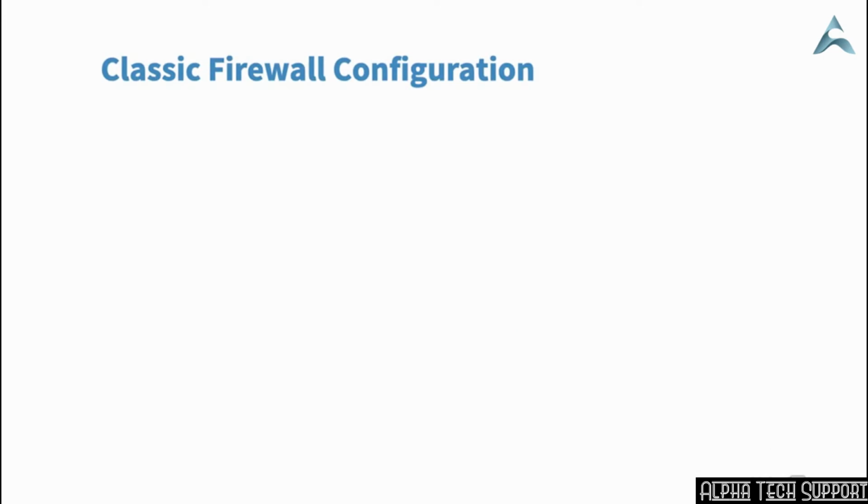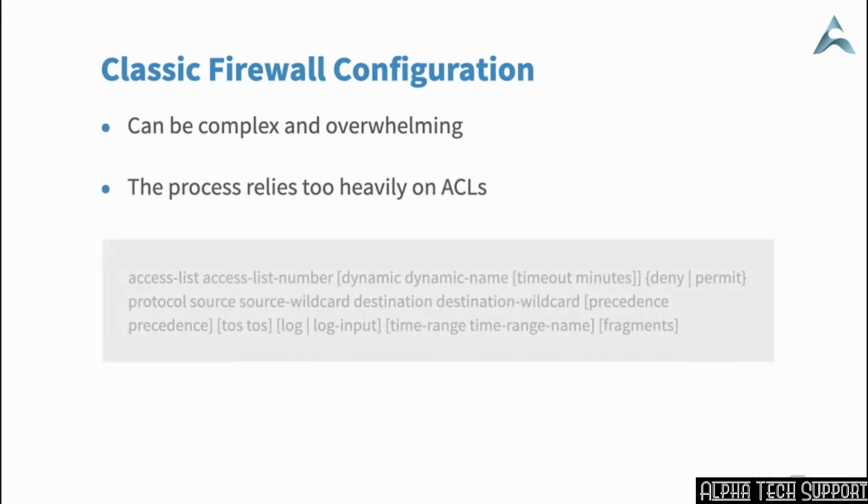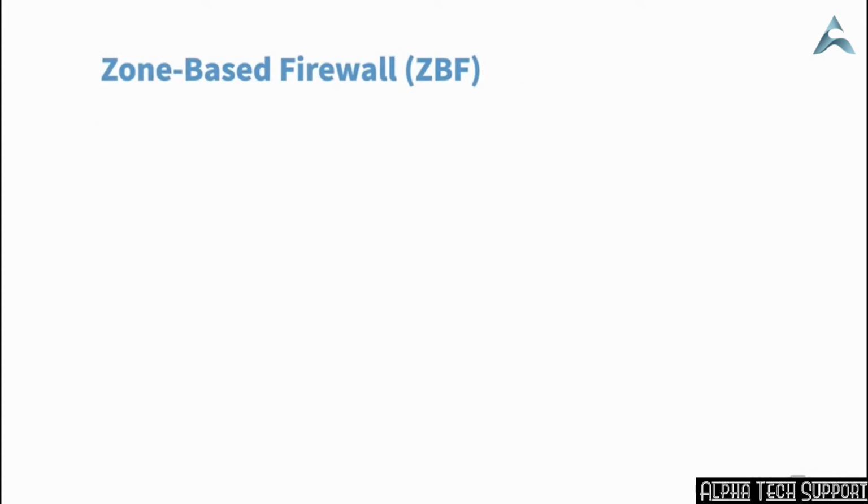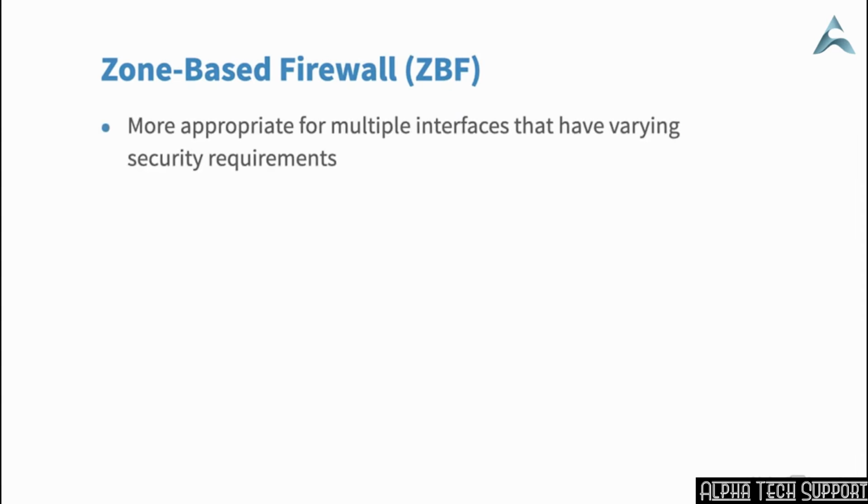A classic firewall configuration can be complex and overwhelming. The process relies too heavily on access control lists. A zone-based firewall enhances content-based access control and is more appropriate for multiple interfaces that have varying security requirements.